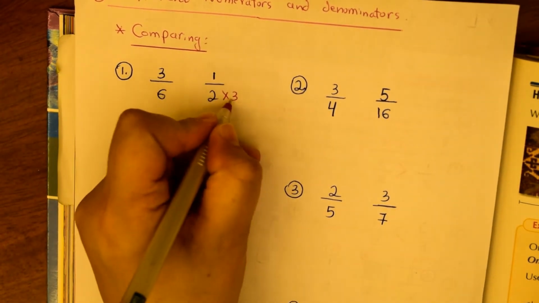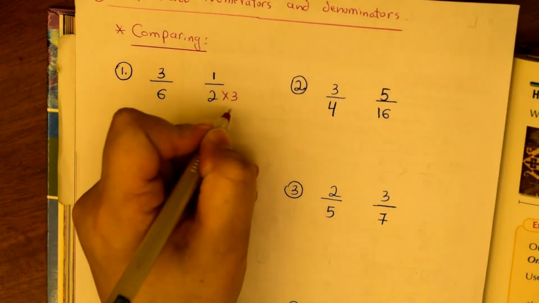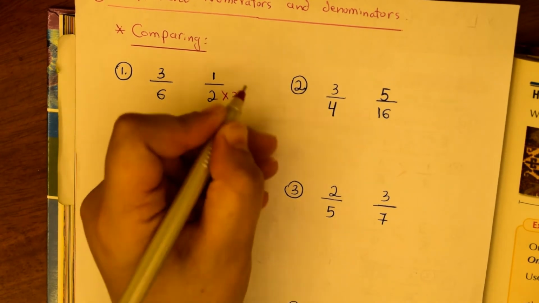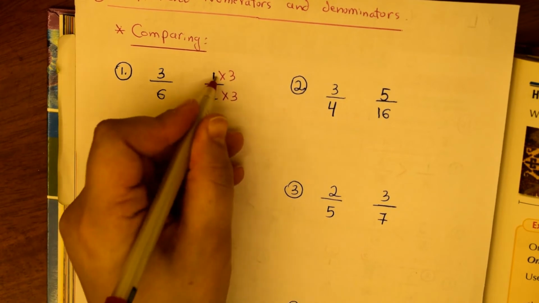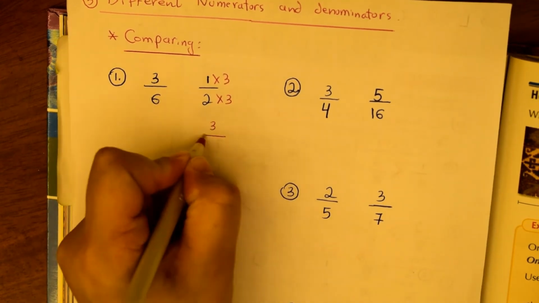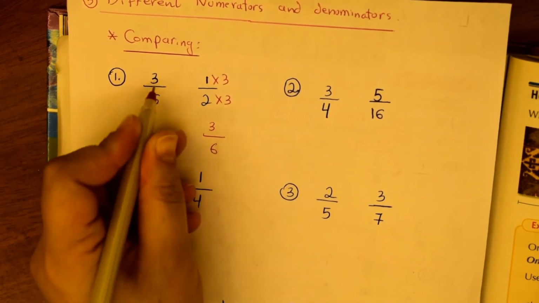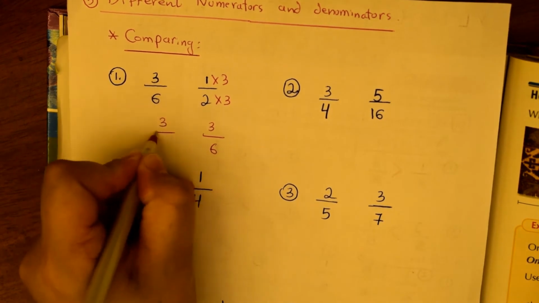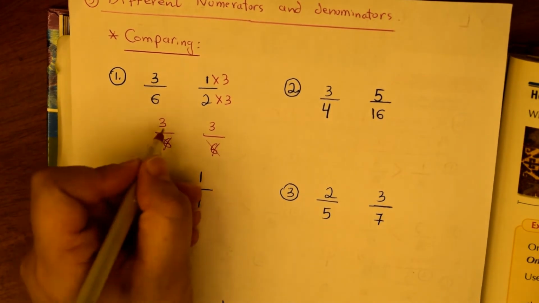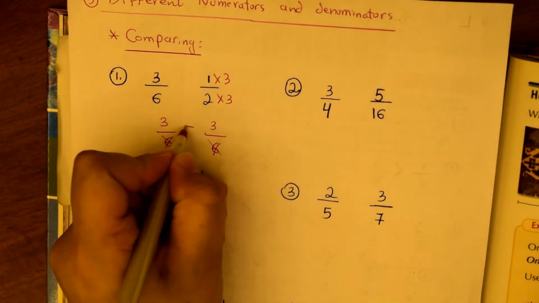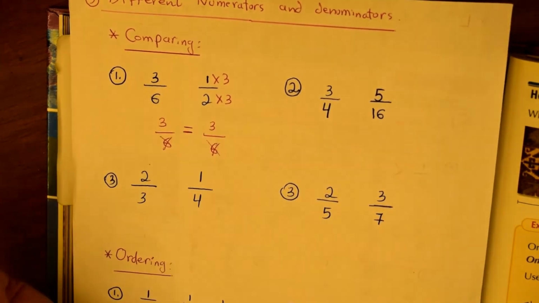So here I will multiply by 3. I know that 2 times 3 equals 6. But here, since you multiply down by 3, you have to multiply up by the same number. So this fraction will be 1 times 3 equals 3, 2 times 3 equals 6. And this fraction will go down. So here I have common denominators. I will cross them. 3 and 3 are equal numbers, then both fractions are equal.